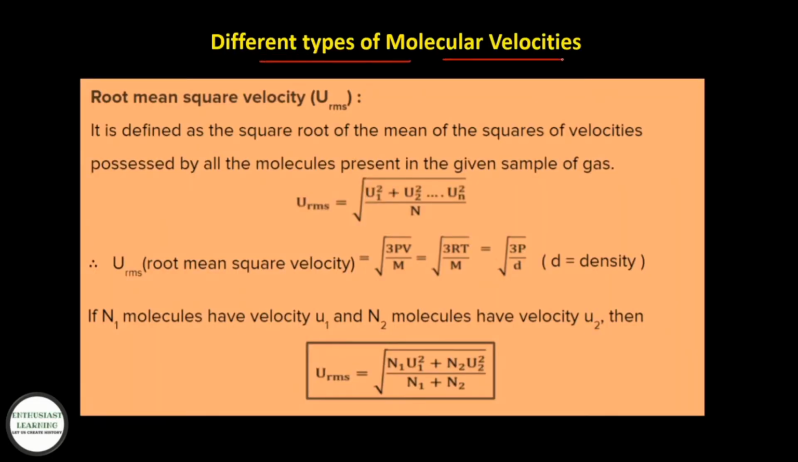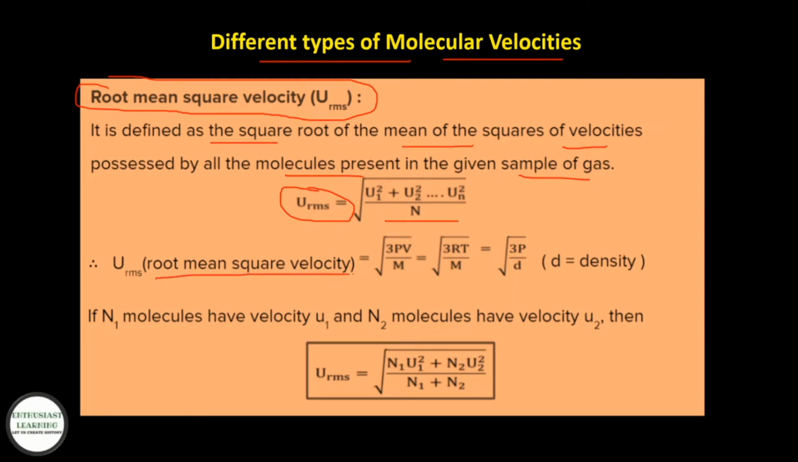Now, different types of molecular velocity. First is the root mean square velocity, URMS. It is defined as the square root of the mean square of velocities possessed by all molecules present in the given sample of gas. URMS is equal to under root (u1 square plus u2 square till un square) by n.